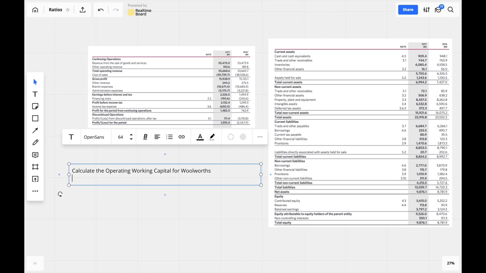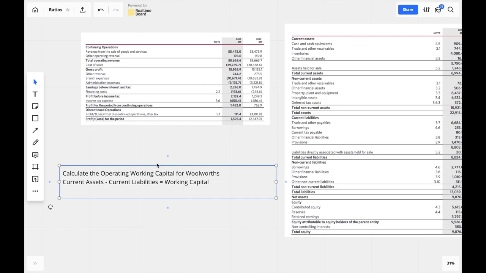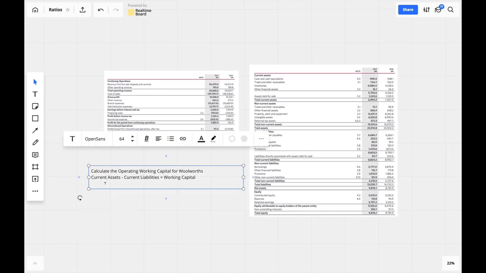If you took pure working capital, you would just take your current assets and minus your current liabilities. That's your normal working capital. But what we're actually going to look at is operating working capital, which is slightly more sensitive and looks at the levers of what we can really control. Working out your operating working capital is slightly different.